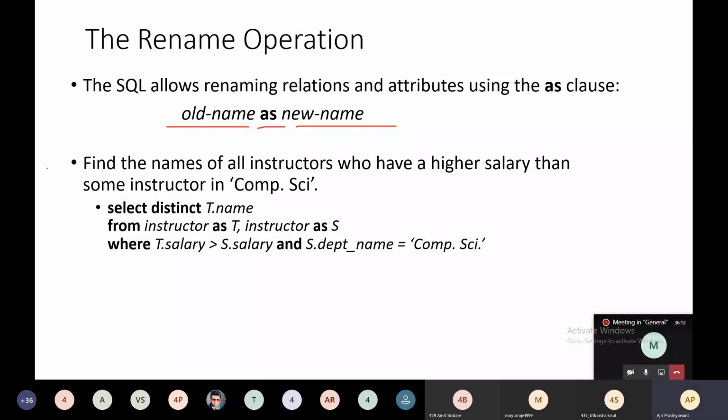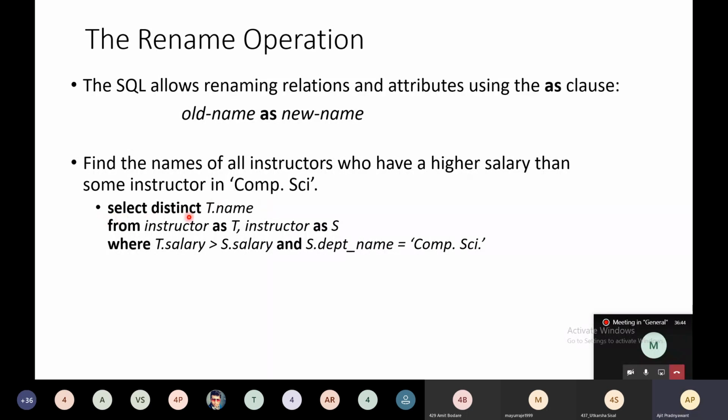Suppose the query is like this. Find the name of instructors who have a higher salary than some instructor in the computer science department. So how to write the query? You have to write the query like this.